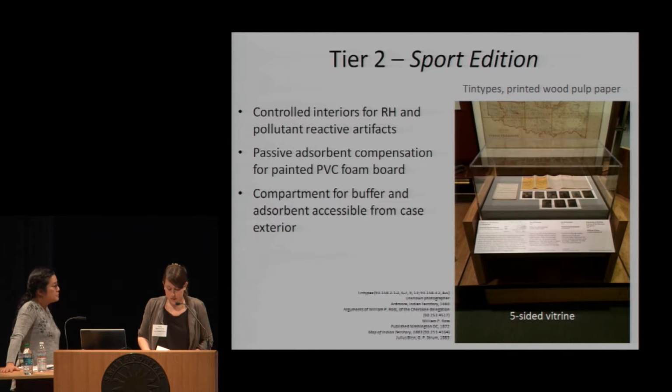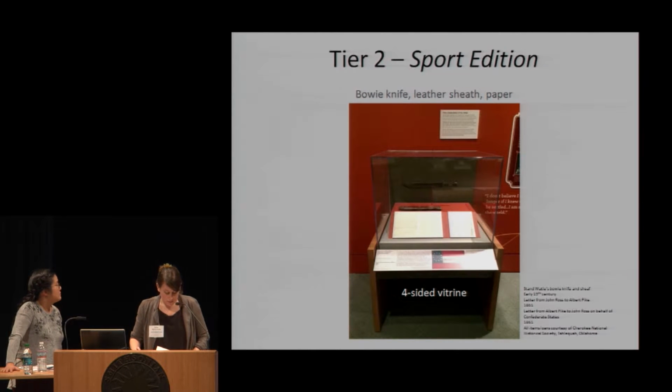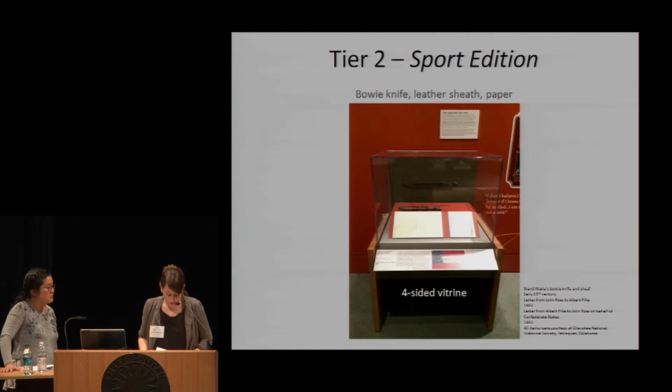Activated carbon used in this situation is intended to adsorb pollutants in the case interior potentially caused by those non-passing materials, in addition to off-gassing from the artifacts themselves. Now, this example here is a Tier 2 with 5-sided vitrine, and the seal on this style of Tier 2 was more successful than this 4-sided vitrine style shown here.